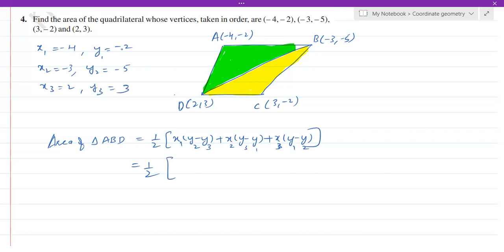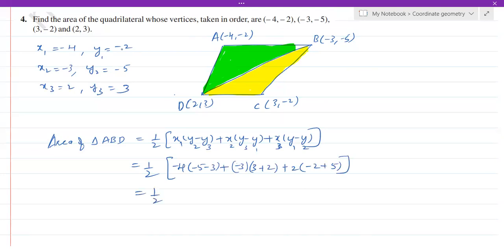So half, x1 is minus 4, y2 is minus 5, y3 is minus 3. I mean, y2 minus y3 is 3. x2 is minus 3, y3 is 3, minus y1 is minus 2. So minus of minus becomes plus. x3 is 2, y1 is minus 2, minus y2 is minus 5. So minus of minus becomes plus 5.